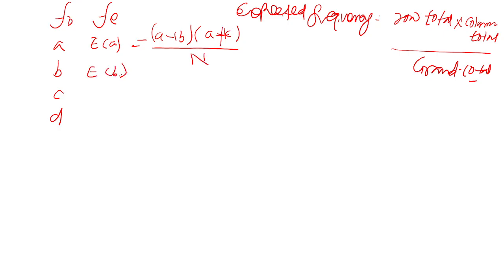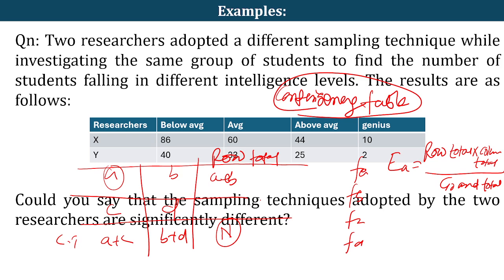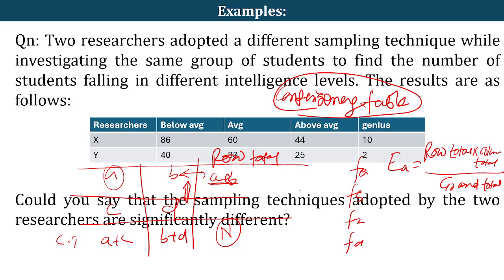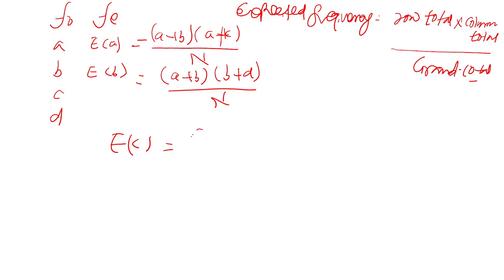E of B will become, we have the B, so it will become A plus B. Now column total will become B plus D. It will become A plus B, B plus D upon N. E of C will become C plus D, and this was A plus C. So C plus D into A plus C upon grand total.